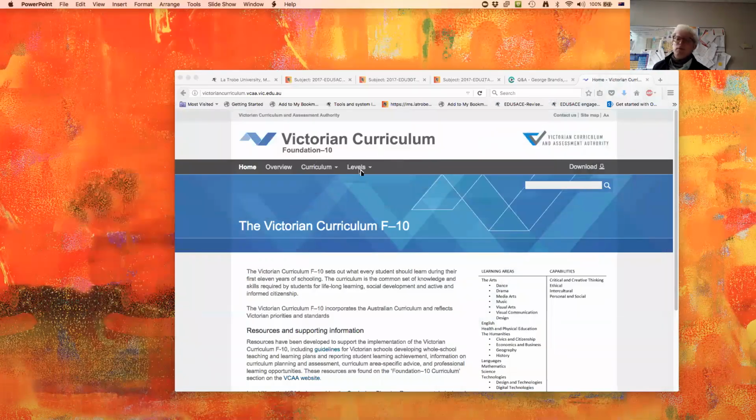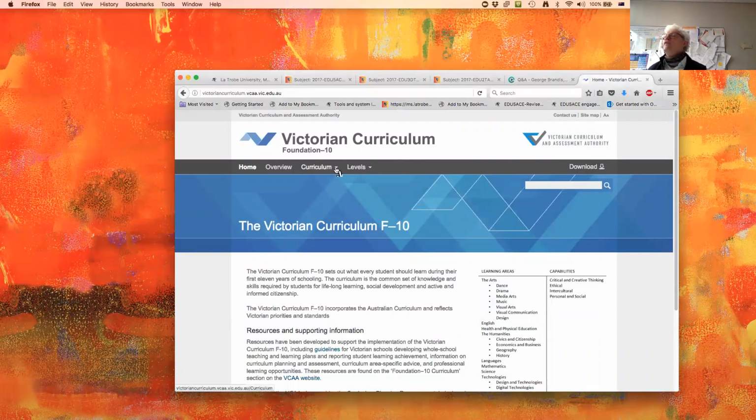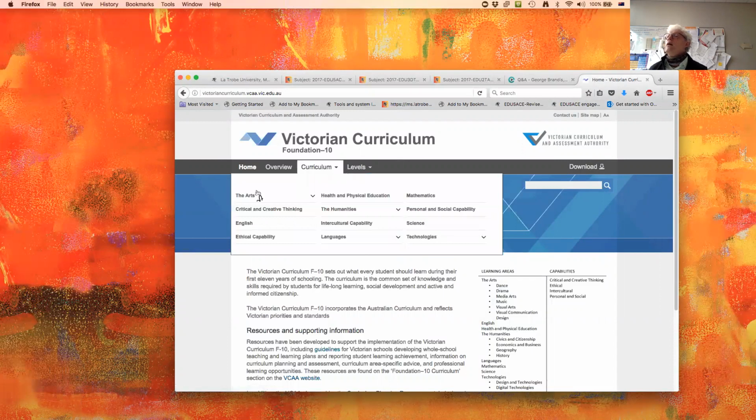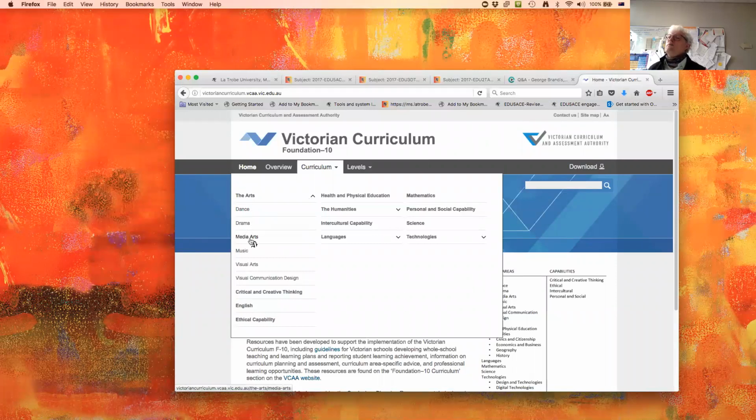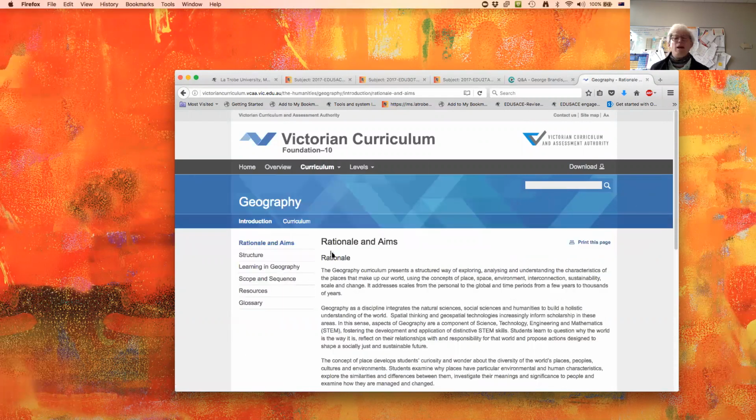The Victorian curriculum, which is always there. Go to curriculum, fantastic. We've got the arts, great, and dance, drama, media arts, music, visual communication and design. You need to connect those within your unit of work to at least one of the full lessons that you do in that unit at a glance. But let's have a look at other areas. So the humanities, economics, business, geography. Let's go to geography. And I'm making this up as I go.